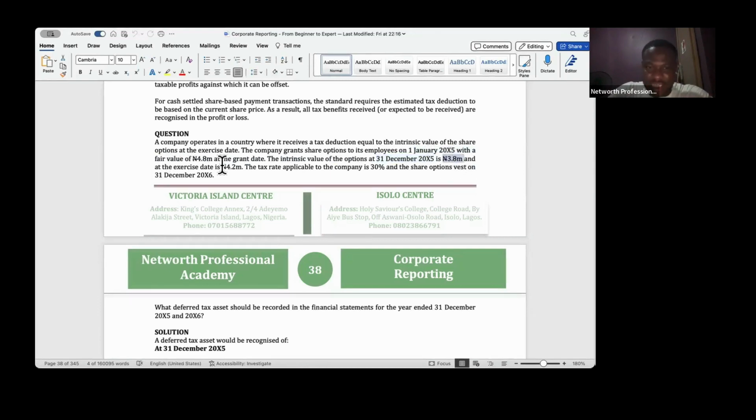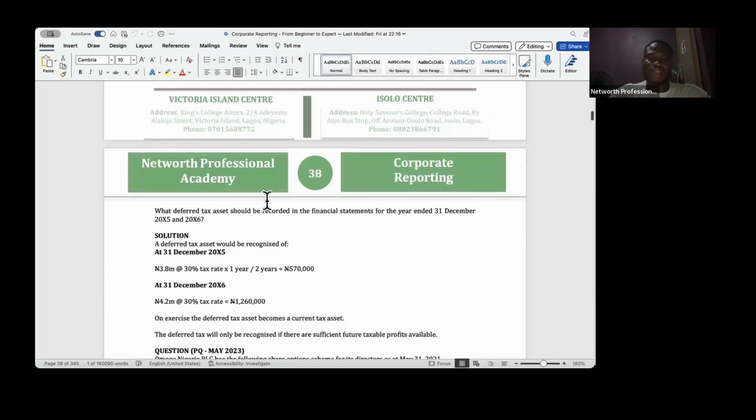And at the exercise date, since they told me that it will vest on 31st December 2006, that means this 31st December 2006 is the exercise date, because that's the vesting date. That's when the employee will actually pay this intrinsic value. So the intrinsic value is 4.2 million at that date. So that is what I need. I will need this one for 2005. I will need this 4.2 for 2006.